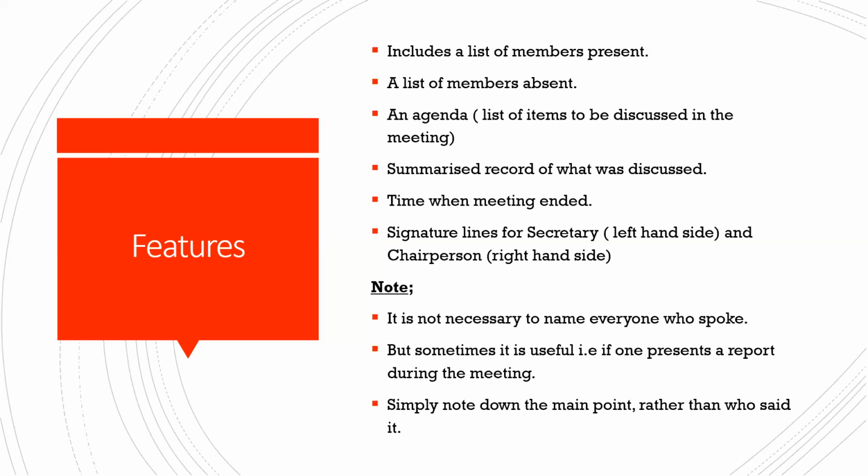Then the time when the meeting ended, that is also very important in the last minute. Usually we either refer to it as closure or conclusion or closing prayer, but we're going to look at that. It must include the time that the meeting ended. Remember in the title, we talked about putting the fact that the meeting starts at a particular time, okay? So after you have written your time, then the last thing in the minutes, you must put signature lines for the secretary and signature lines for the chairperson. The ones for the secretary are on the left, while the ones for the chairperson are on the right.